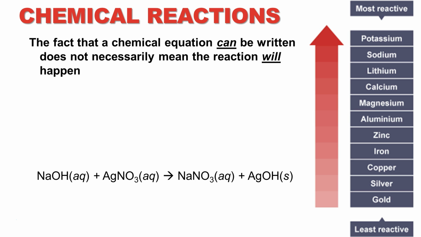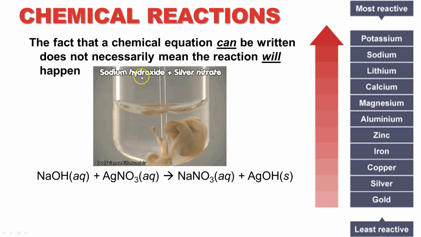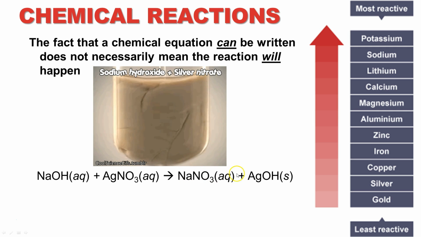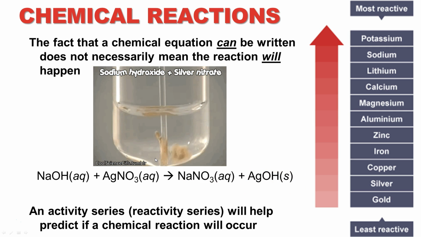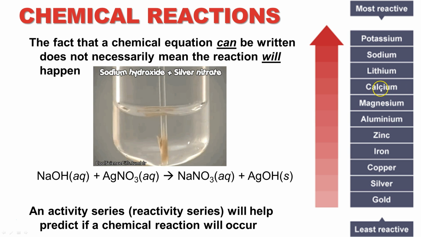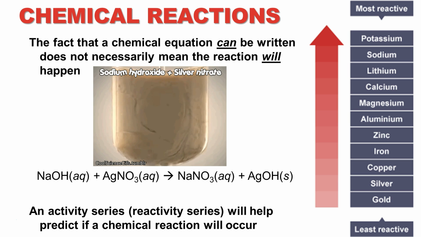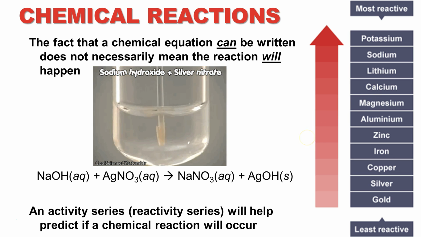I don't necessarily know that is going to take place. To determine whether or not it's going to take place, that's when I'm going to use this little thing here to the right called an activity series. When I do that, I know that this will take place and I will see this reaction between sodium hydroxide and silver nitrate, making that silver hydroxide precipitate that we have there. An activity series is going to help predict if a chemical reaction will occur. So I need to use this activity series, very much like the one that you actually have in your notes, to figure out whether or not this reaction will take place.